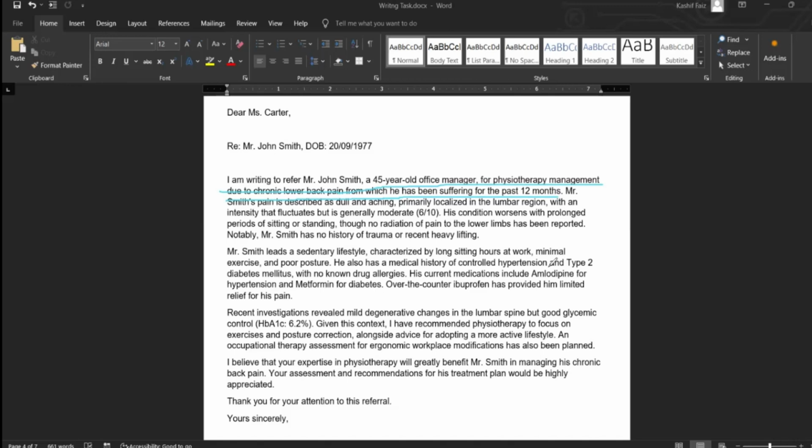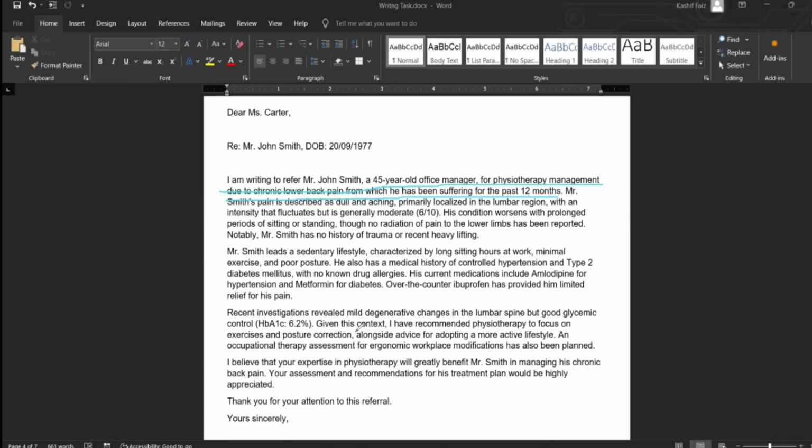Otherwise, in this letter, you can also attempt it in a different manner. You can also attempt it in this manner, that Mr. Smith presented with chronic lower back pain which has been going on for the past 12 months. And you can also mention that we have attempted some investigation which shows this. And in the next paragraph, you can also mention sedentary lifestyle. So there is no hard and fast rule, as long as you are following an order.